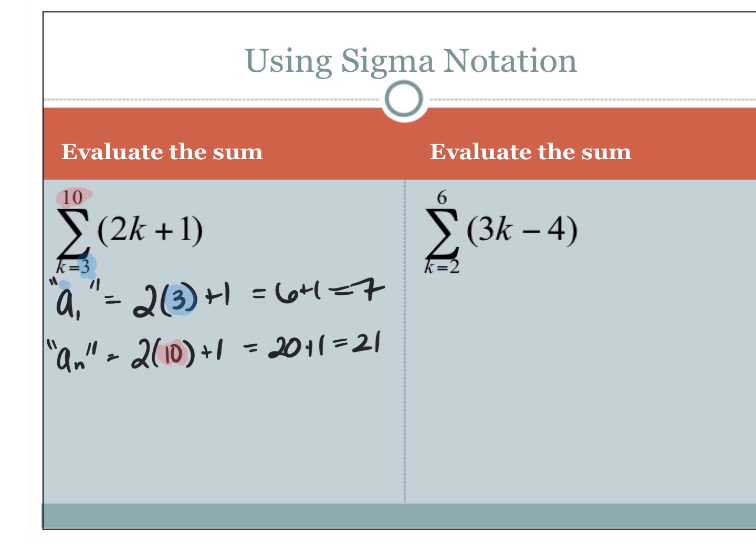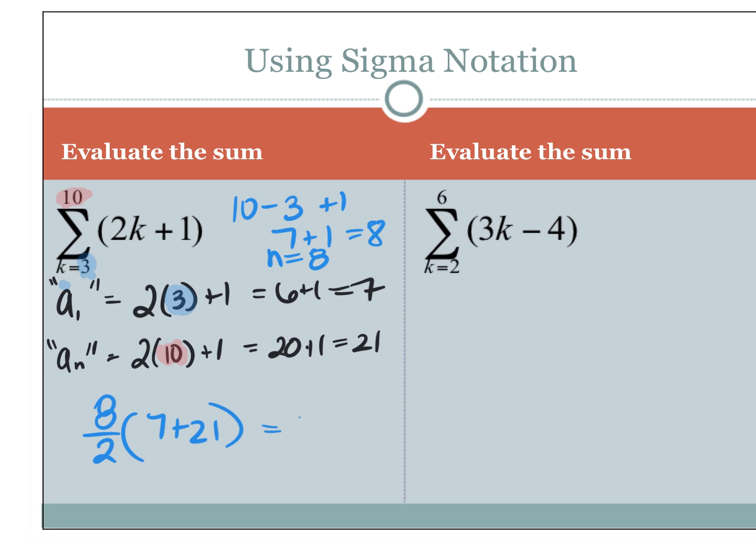Now, how many numbers are there from 3 to 10? Sometimes I just like to count on my fingers. Start with 3, 4, 5, 6, 7, 8, 9, 10. I get 8, right? We said if you take n, the top number 10 minus the bottom 3, and then add 1, 7 plus 1 is 8 terms. So n equals 8. So 8 divided by 2 times 7 plus 21, 4 times 28 gives me 112. So that's my answer.